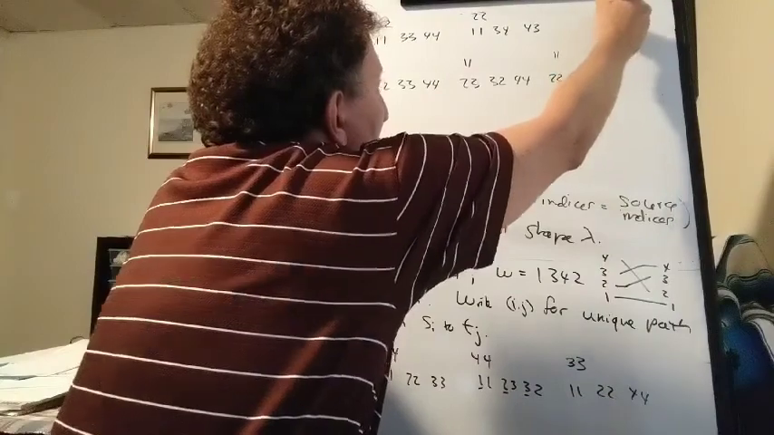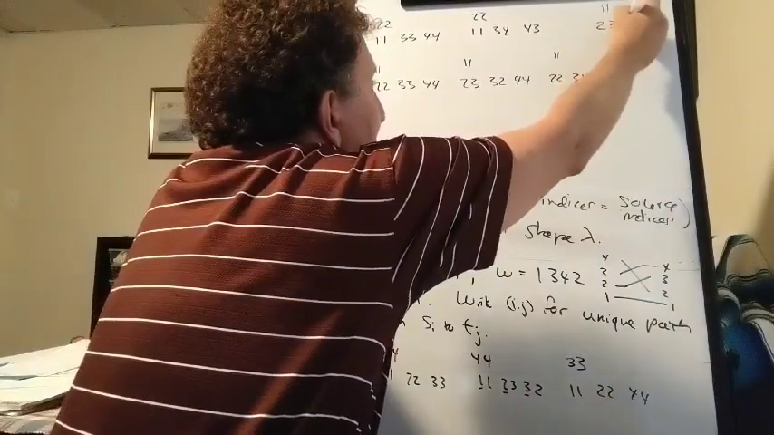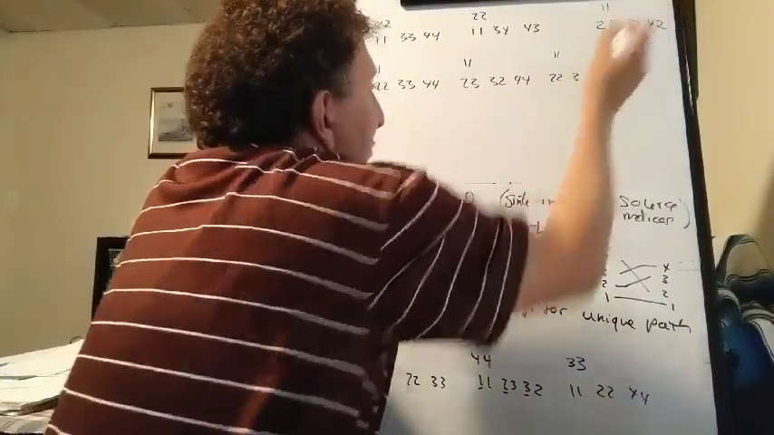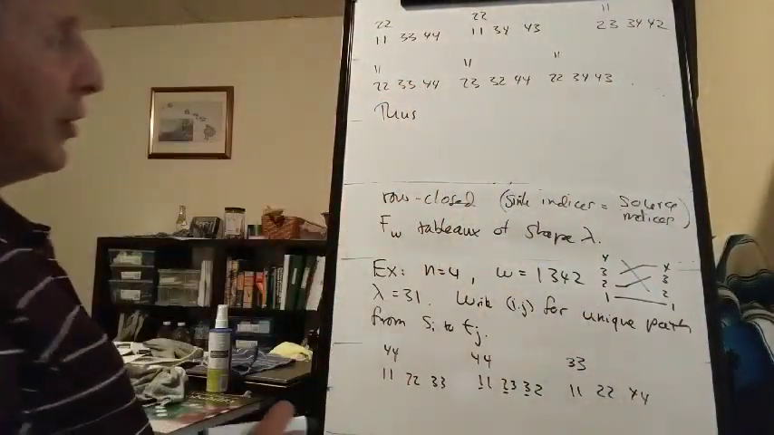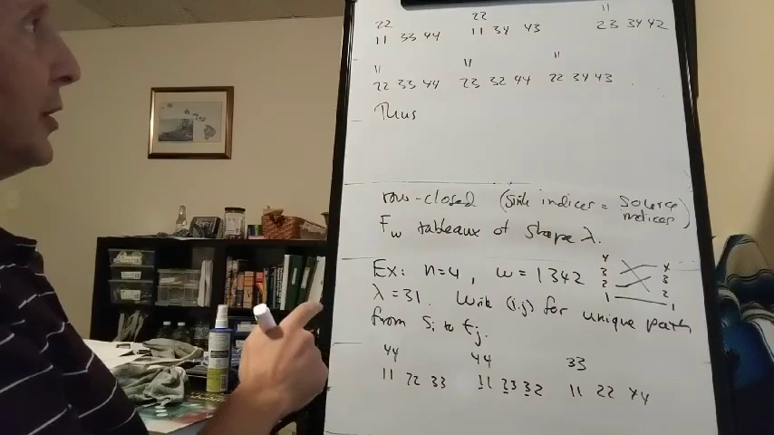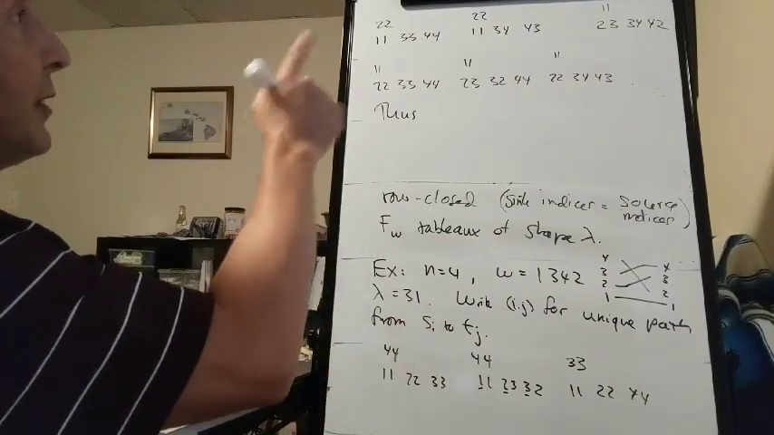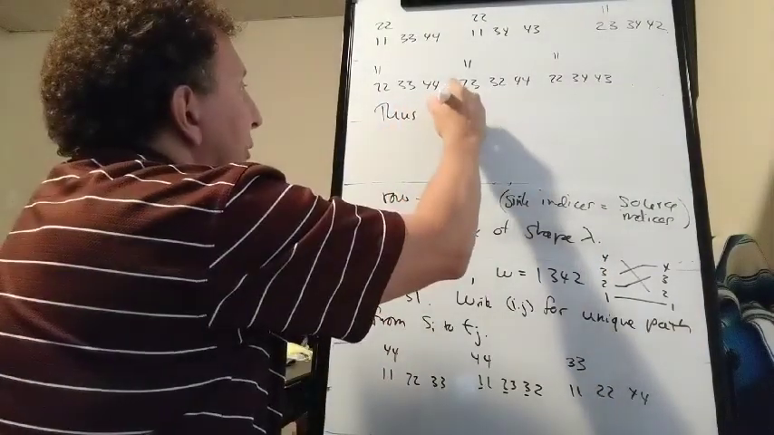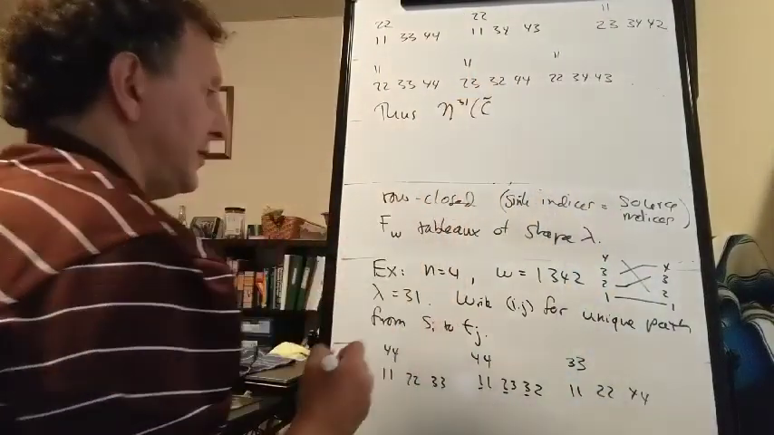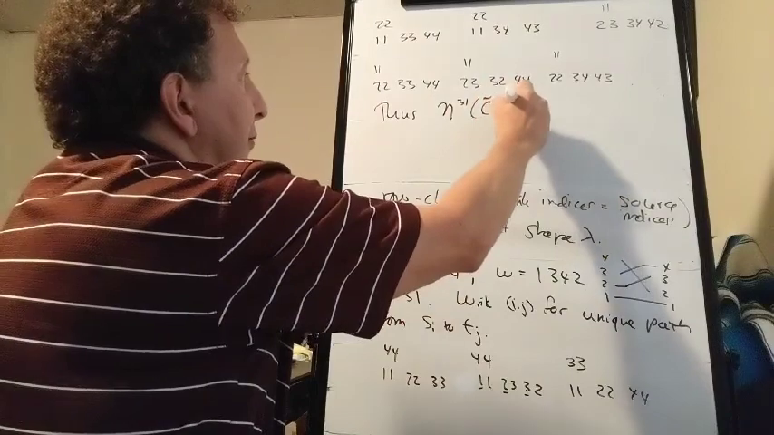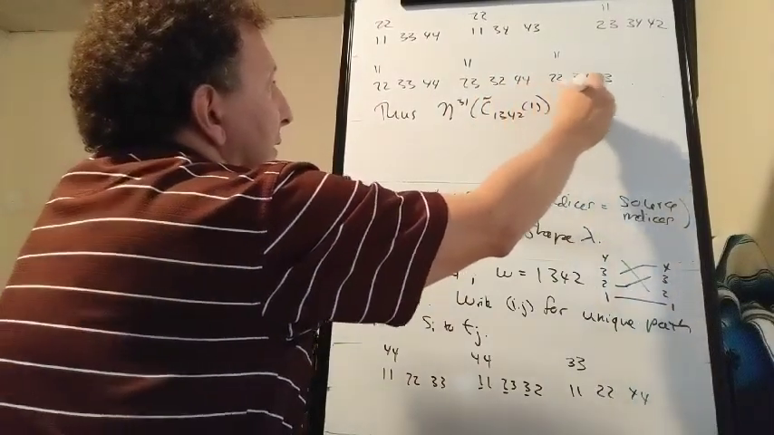I'll write that up here. 1, 1, 2 going to 3, 3 going to 4, 4 going to 2. So those are all our options. We have 1, 2, 3, 4, 5, 6, 7, 8, 9. So eta 3, 1 of C 1, 3, 4, 2 is 9.